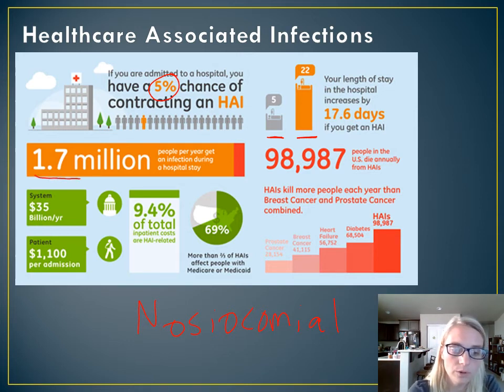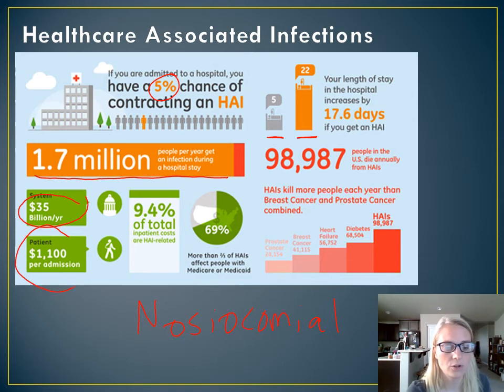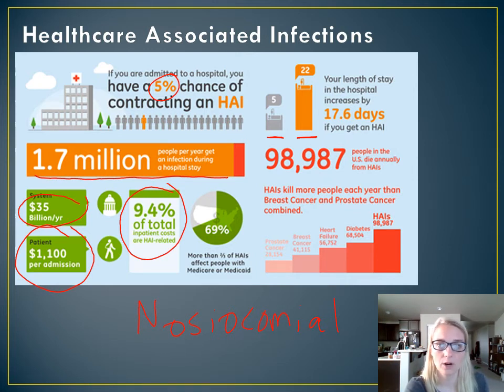Almost 2 million people per year get a nosocomial infection. It costs the system about $35 billion, which is an extra $1,100 per person, which is about 9.4% of total healthcare costs due to healthcare acquired infections.